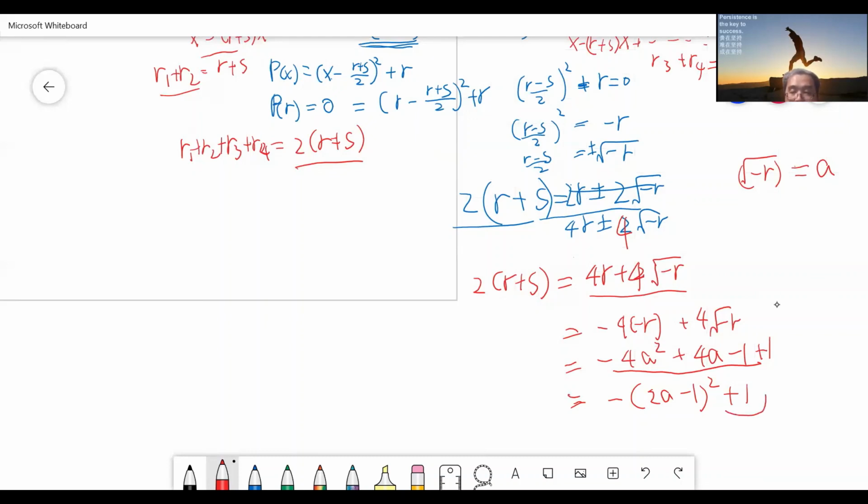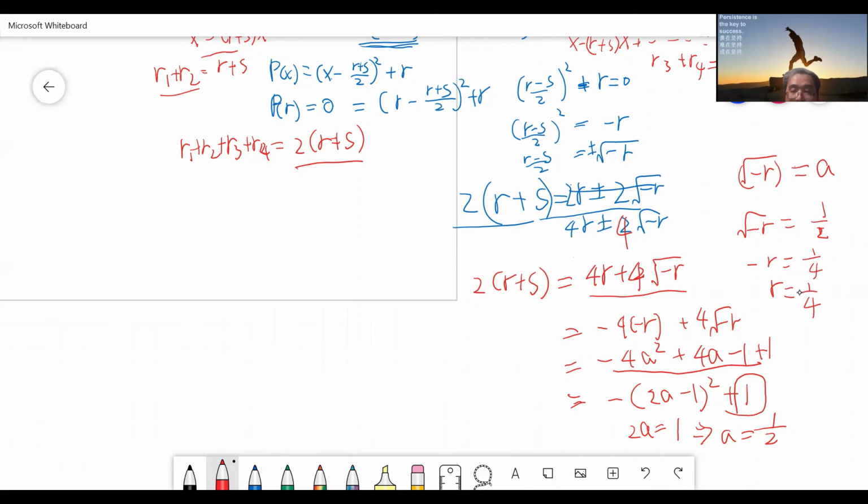Then this has a maximum value of 1 when 2a equal to 1. 2a equal to 1, then we find a equal to 1 half. All right, so now we can go back here. If a equal to 1 half, and the square root of negative r equal to 1 half, then we have negative r equal to 1/4. So we can find r equal to negative 1/4.